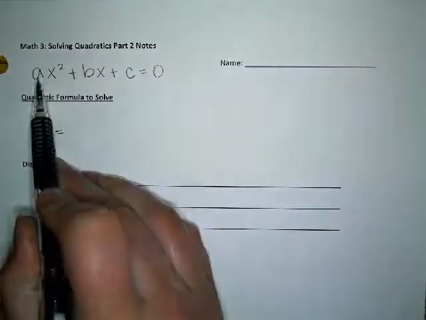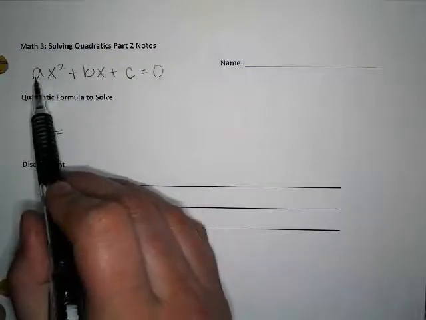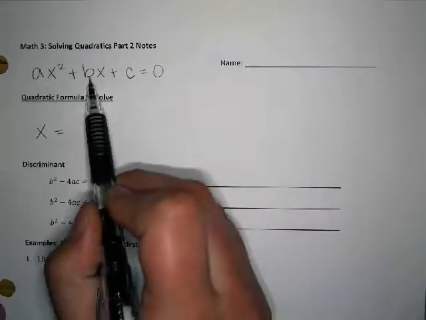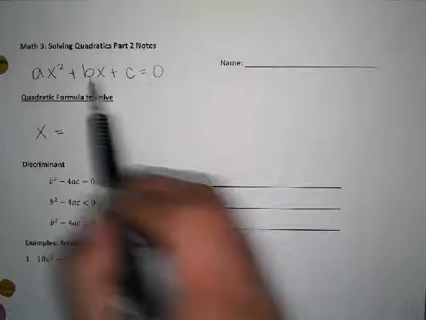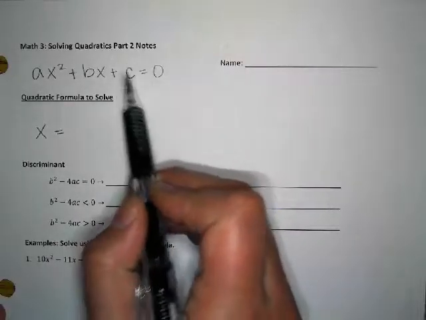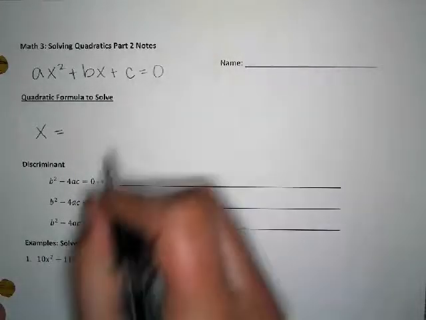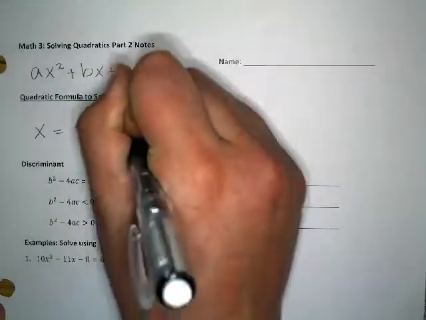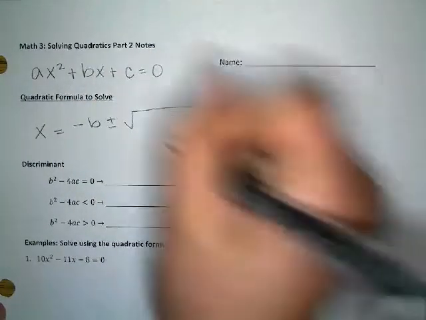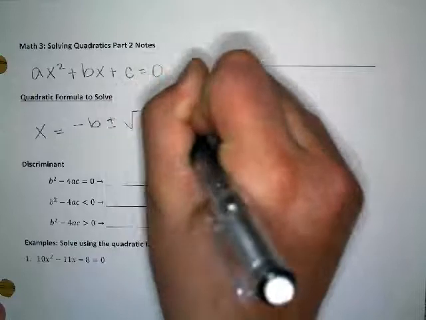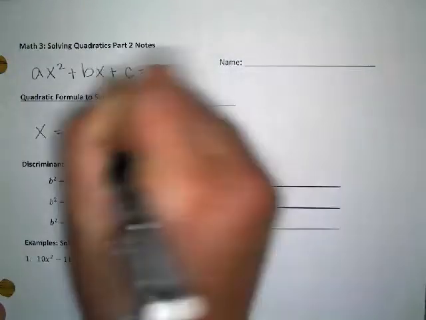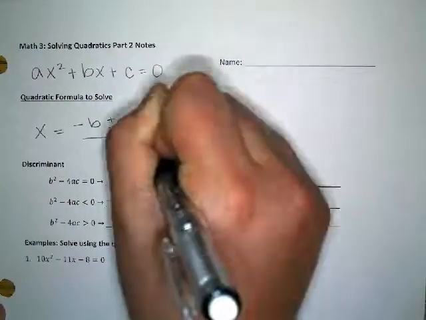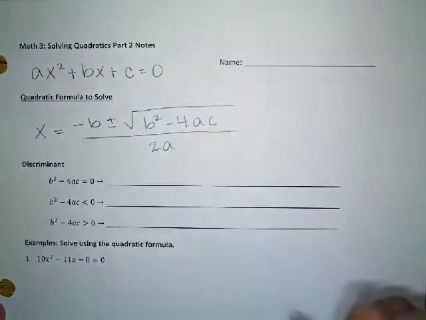And then after that, you're going to figure out what your different coefficients are. So the coefficient for x squared we're going to label as a, the coefficient for x we're going to label as b, and then the constant, the plain number that doesn't have an x attached to it, is going to be c. So the quadratic formula is negative b plus or minus the square root of b squared minus 4ac, all divided by 2a.